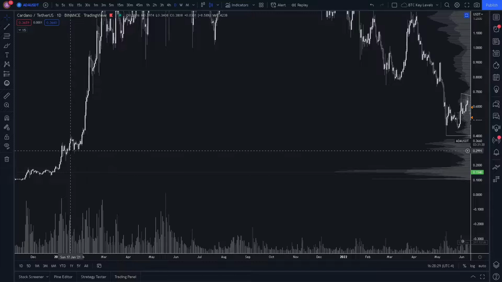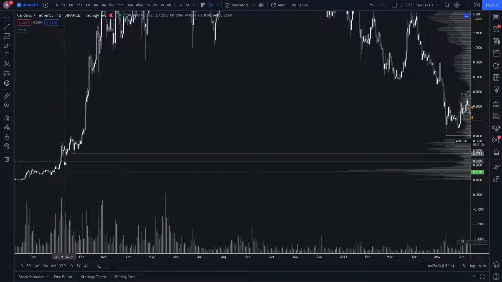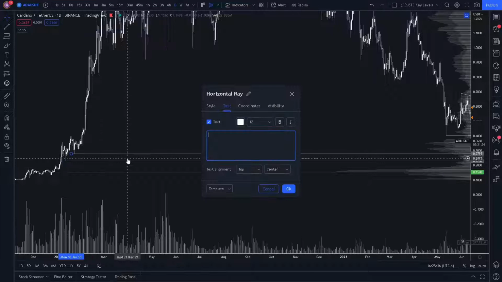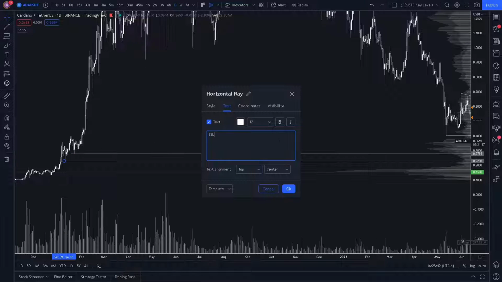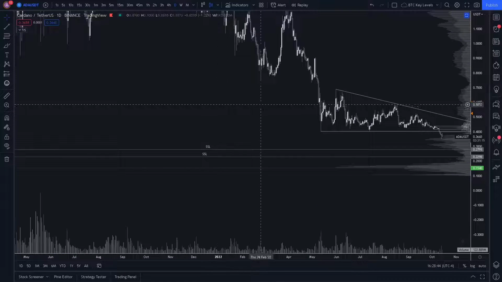So I'll just mark these with a line, and I'll call this sell stop liquidity. Same thing with this, SSL. That is just shorthand.